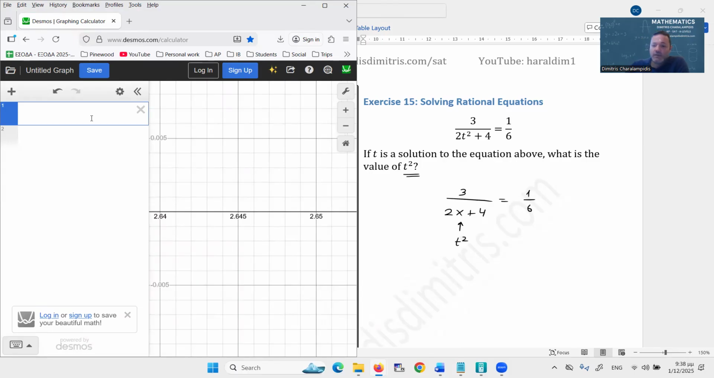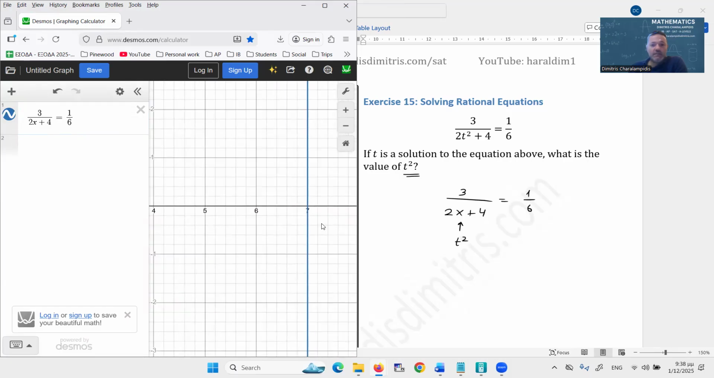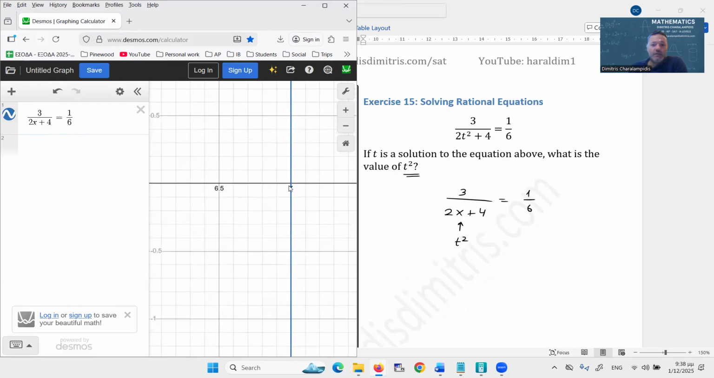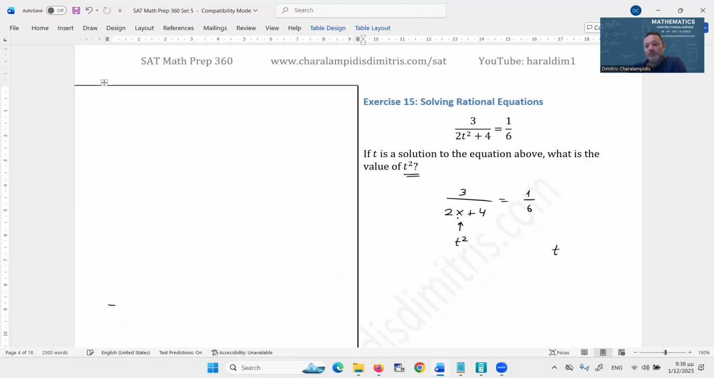This time, however, like I said, we will do 3 over 2x plus 4 equals 1 over 6. Let's zoom out again to see where my solution is. It is here, and there you are. It's 7. It's perfectly clear that it is 7. So t squared is 7. And that makes sense because before we were trying to approximate the square root of 7. Now, this is how it can be done through Desmos.